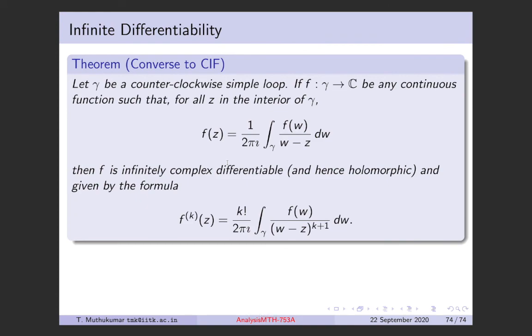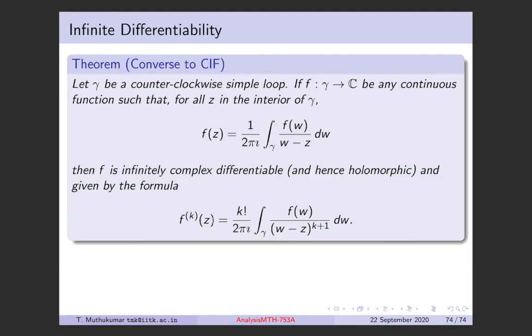And there's a converse to the Cauchy integral theorem, which tells you that if f satisfies this condition for all z in the interior of gamma, and f is defined on gamma as a continuous function, gamma is a simple loop counterclockwise oriented, and f satisfies this condition, then f is infinitely complex differentiable, and hence holomorphic. And the derivatives are given by this formula. This is the statement of the converse of the Cauchy integral formula.